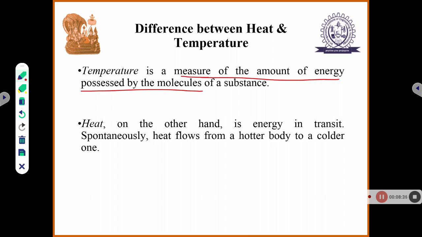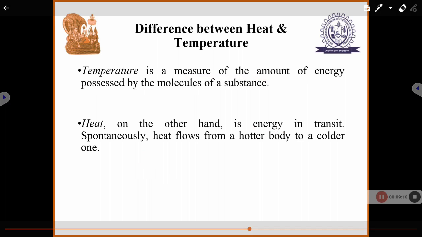Whereas heat is a form of energy. Heat is an energy. Very important, heat is an energy in transit. Spontaneously, heat flows from a hotter body to a colder one. Like we saw in the previous slides, a hot coffee cools down and a cold canned drink warms up because of the temperature difference. So temperature is a measure of hotness or coldness, whereas heat is a form of energy. Let's move on to the next slide.